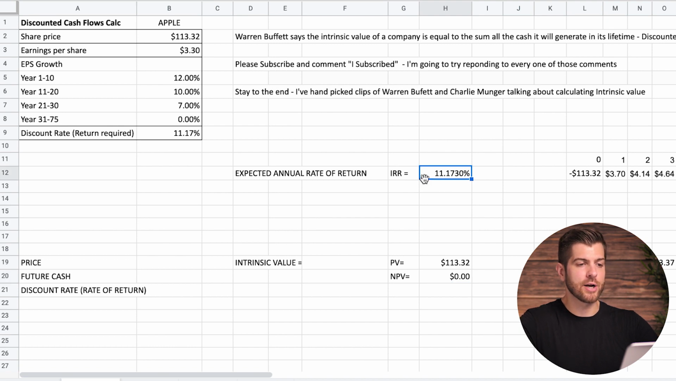So what we've calculated here is that buying Apple at this price is going to achieve an annual rate of return of 11.173%. That's pretty cool, right?